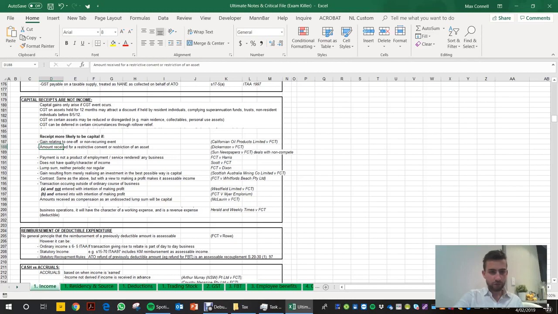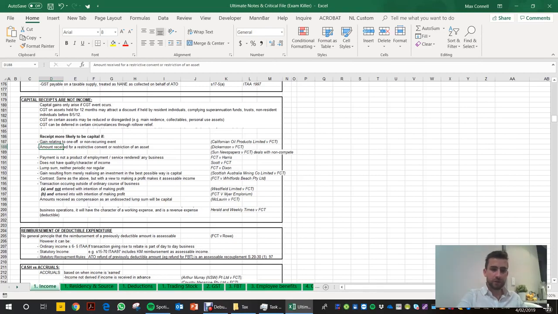Payment is not a product of employment or service rendered in any business. So obviously anything from your own personal service is going to be income, not capital. So that's FCT versus Harris. Does not have the quality or character of income. So it's very generic. It's talking about the concepts that everyone's familiar with of income. Good case just to throw into your response. Lump sum, neither periodic nor regular. So wages come in every fortnight, as we mentioned before, whereas a capital gain, like the sale of a house, is more likely to just be a one-off sale.